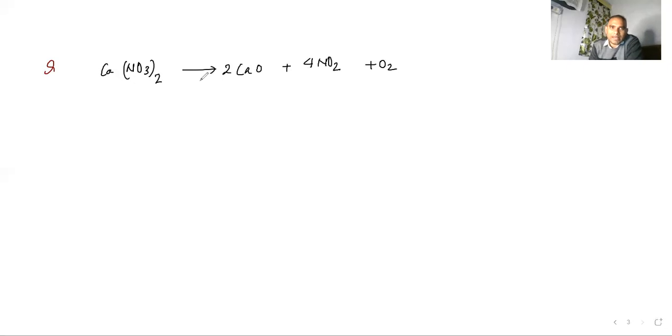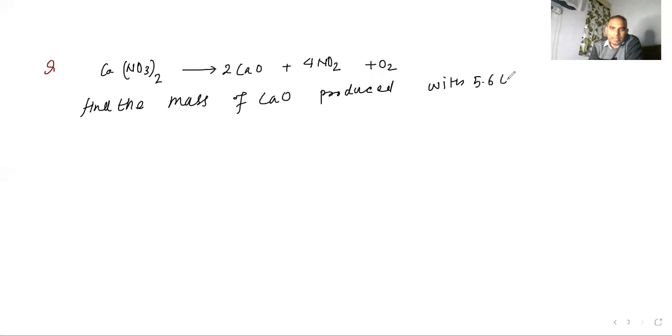So here calcium nitrate is there. It is giving calcium oxide plus 4NO2 plus O2. This is a balanced equation. They are saying find the mass of CaO produced with 5.6 liter of NO2 produced.